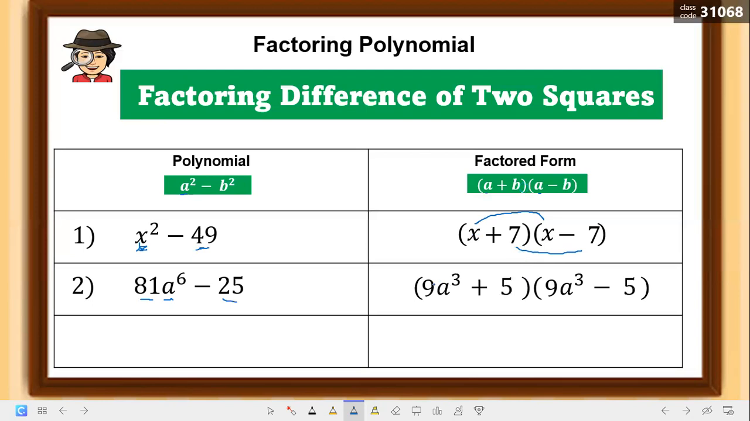Okay, pag check natin yan, let's check no. 9 times 9, what's the product? 81 po. 81a. Then, copy the base a, add mo yung 3 plus 3, kaya ito, a raised to 6. Very good. Same this, 5 times 5. Negative 25. Okay, very good. So, negative 25. Let's have number 3.